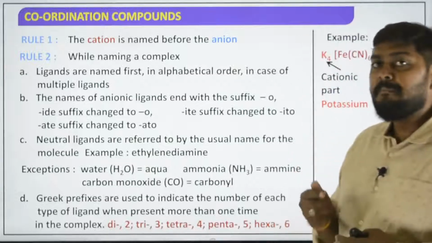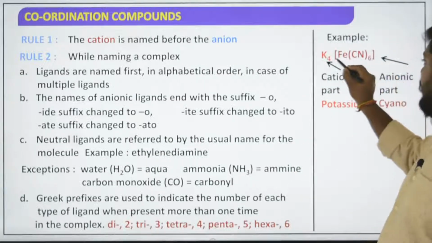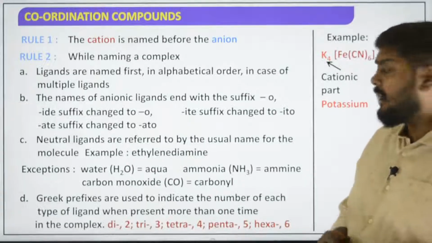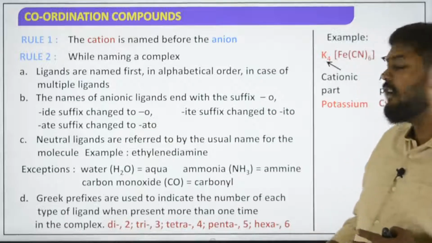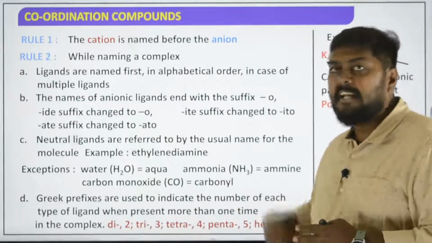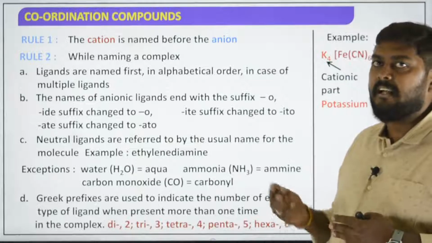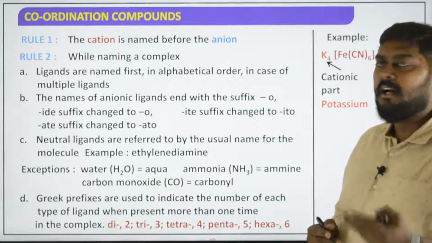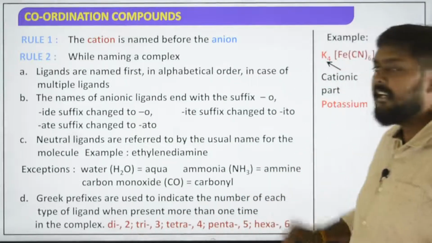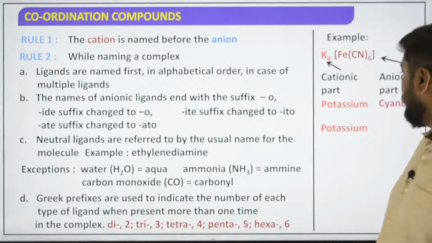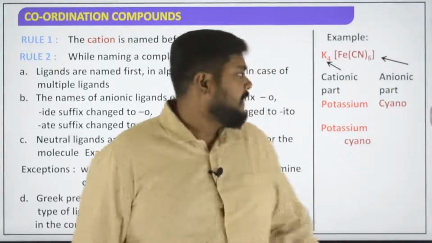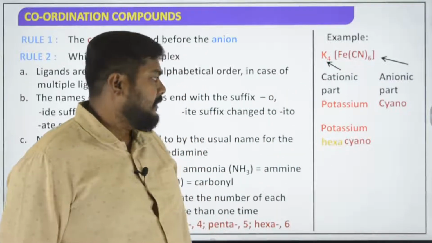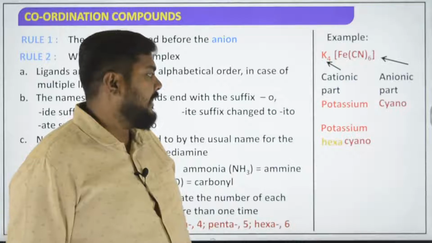And we have to use some Greek prefixes. For example, let me take K4[Fe(CN)6]. Here I have 6 ligands, so I need to use Greek prefixes. What are Greek prefixes? Di, tri. If there are 6, hexa; 4, tetra; 3, tri; 2, di. Likewise I have to use the Greek prefixes. So I am going to name this complex. See here, potassium, I have 6 CN, so 6 is given with the Greek prefix hexa, right?